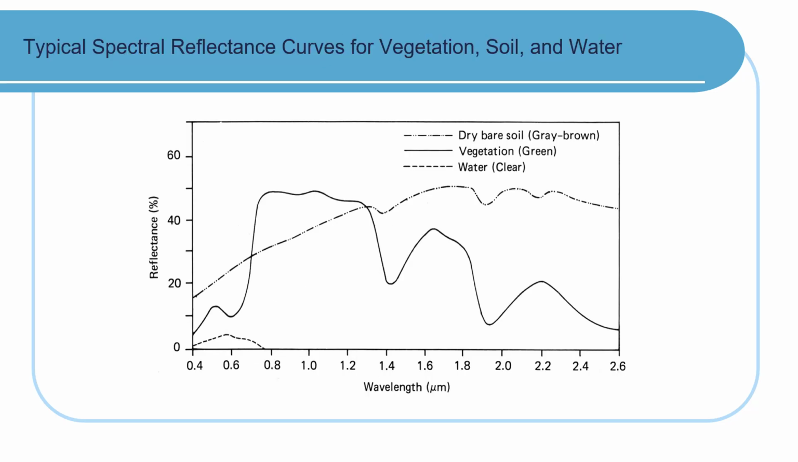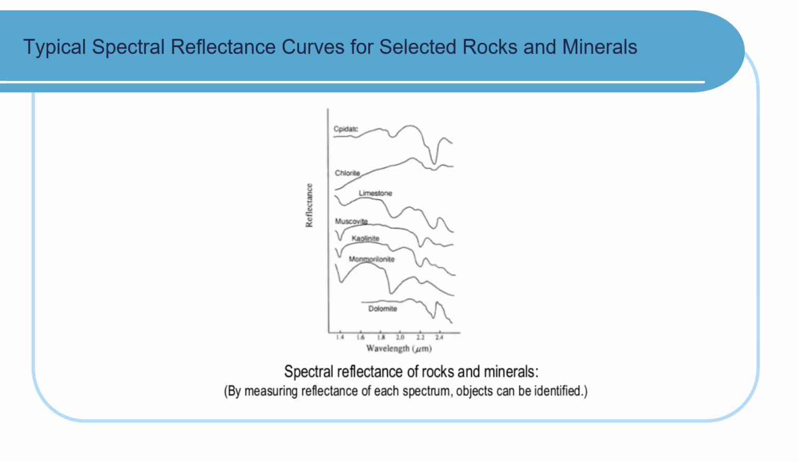So here's an example of curves for vegetation, soil, and water. And you can use this information in order to study the characteristics of these earth surfaces. So dry soil is going to reflect differently than wet soil. Different types of vegetation will have unique curves. And then again, water at the bottom. This is an example of clear water, and it is very, very low on the reflectance scale.